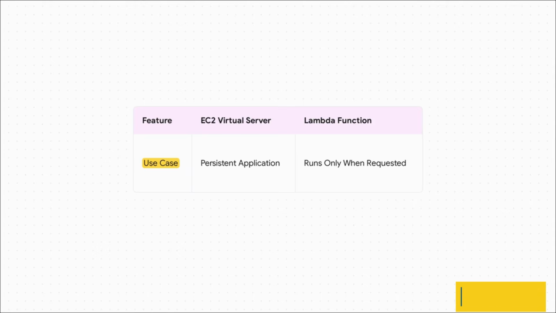An EC2 server is like owning a car. It's yours, it's always there in the driveway, ready to go. But you're responsible for the gas, the insurance, the oil changes. A Lambda function, on the other hand, is like calling a taxi. It shows up exactly when you need it, takes you exactly where you need to go, and then it's gone. You don't have to worry about the engine at all.